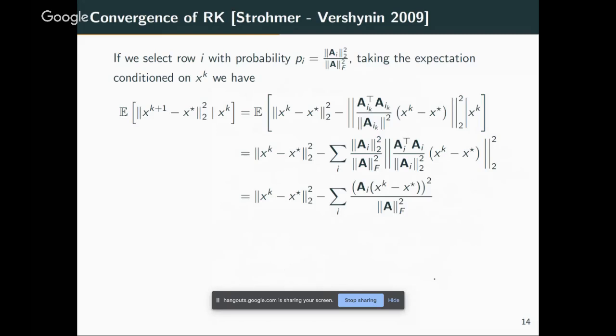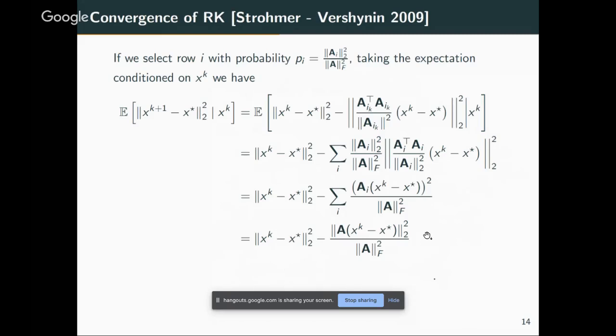The algebra here is what motivated this non-uniform sampling of the rows, or this specific probability distribution with which we're sampling the rows. Because now when we take this sum over all of the indices i, we can express that sum as just being the squared norm of A times the vector x_k minus x star.